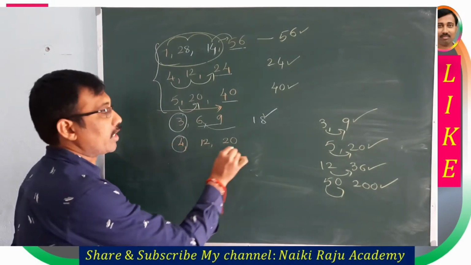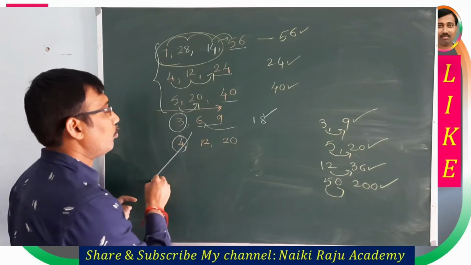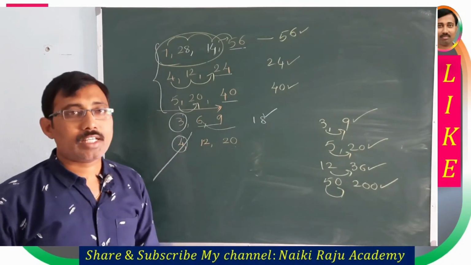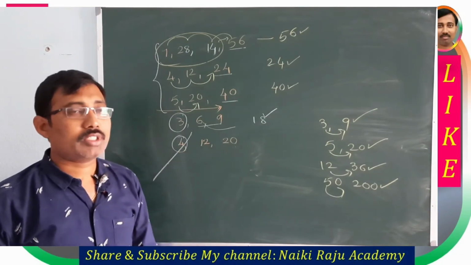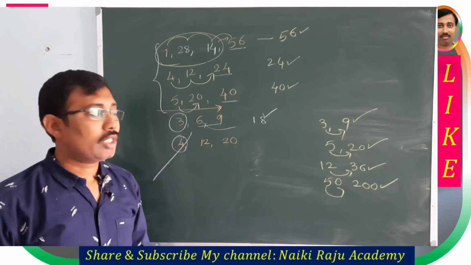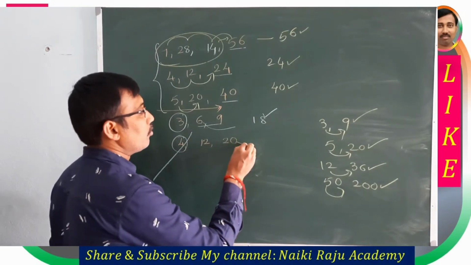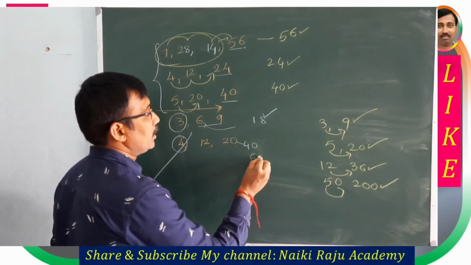4 is a factor of 20, so 4 is cancelled. Next, the LCM of the remaining two numbers is equal to the LCM of these three numbers. The LCM of 4, 12, 20 is equal to the LCM of 12, 20. Here, 12 and 20, the bigger number is 20.